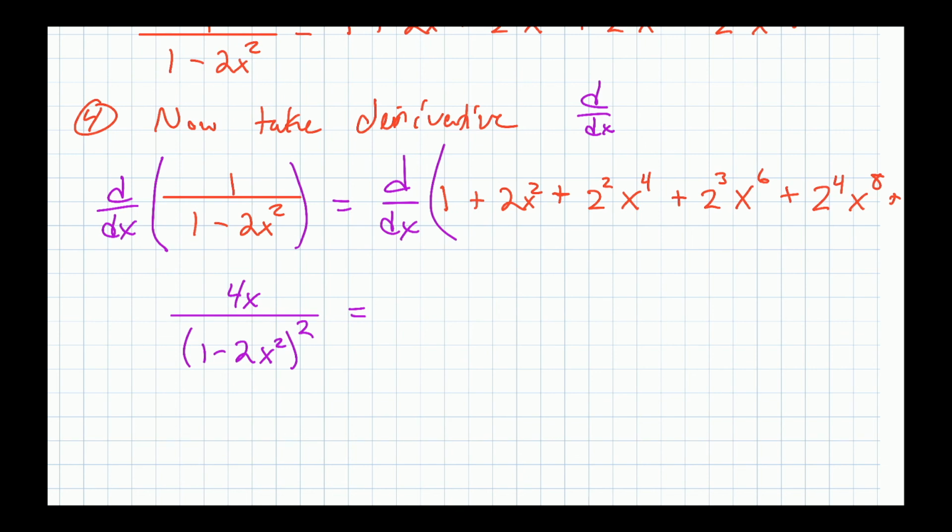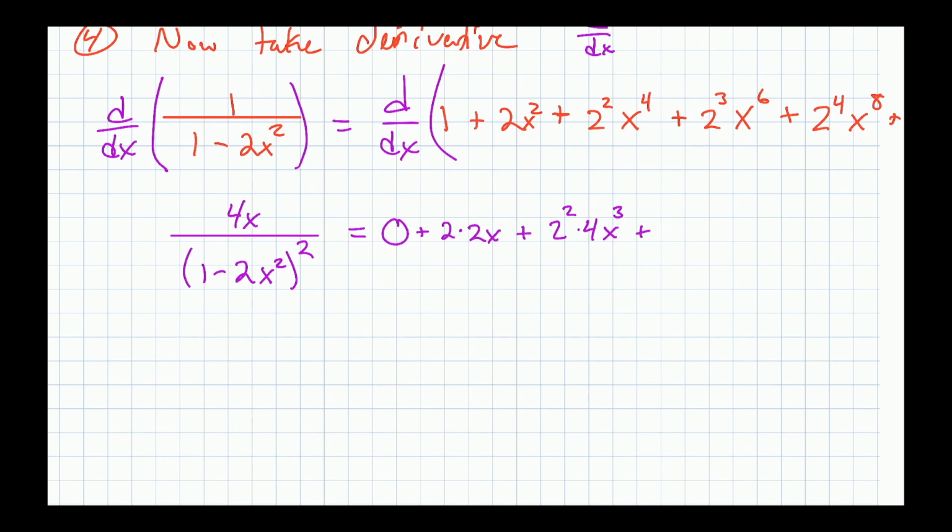So the derivative of 1 is 0. The derivative of 2x squared is 2x. Okay. The next derivative is going to be 2 to the 2, and then the derivative of x to the 4th is 4x to the 3. And then the next derivative is going to be 2 to the 3, and then 6x to the 5. Next one's going to be 2 to the 4, and then 8x to the 7. And it keeps going.